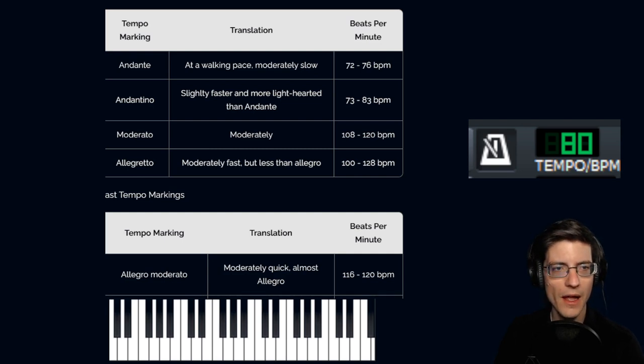There you go. And then moderato is 108 to 120. So that's about moderato. And if I'm pronouncing it incorrectly, let me know in the comments. And then allegretto is 100 to 128. Ooh, come on, slow down. There we go. That's about it.